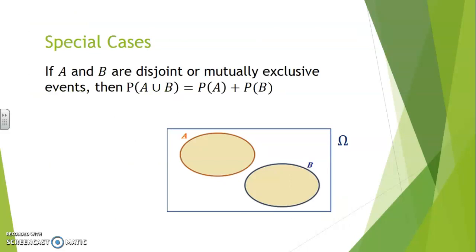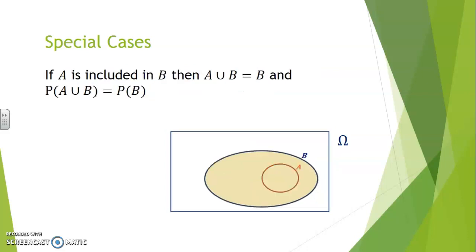Special cases: if A and B are disjoint or mutually exclusive, then the probability of the union of A with B is restricted to adding P of A and P of B. This time there's no intersection to subtract from this addition. If A is included in B, then the union, formed of all elements that are in one or the other or in both, would reduce to B entirely. And therefore P of A union B would equal P of B.